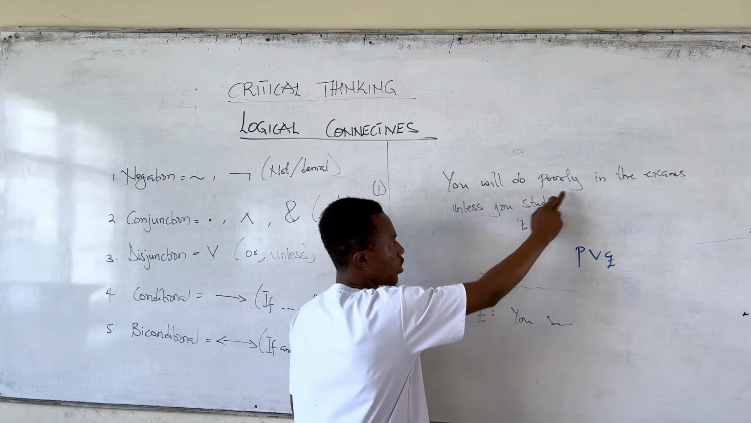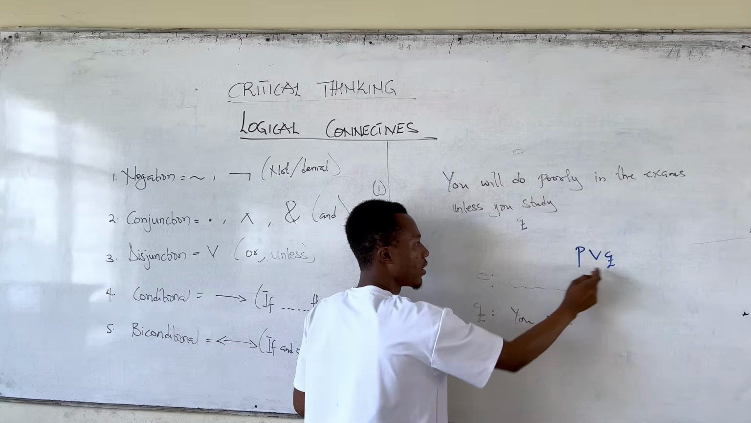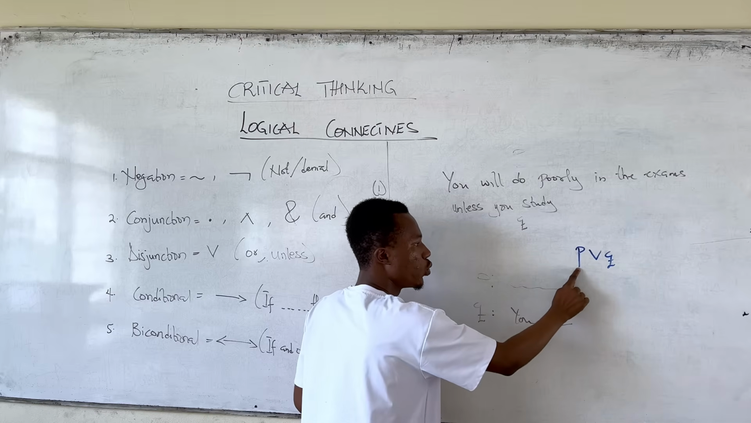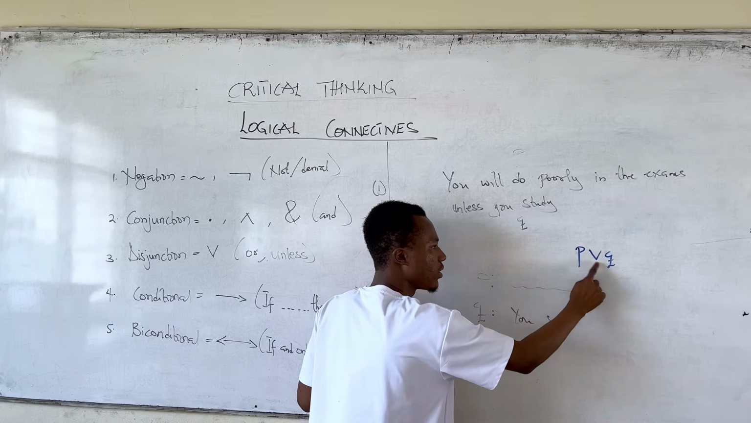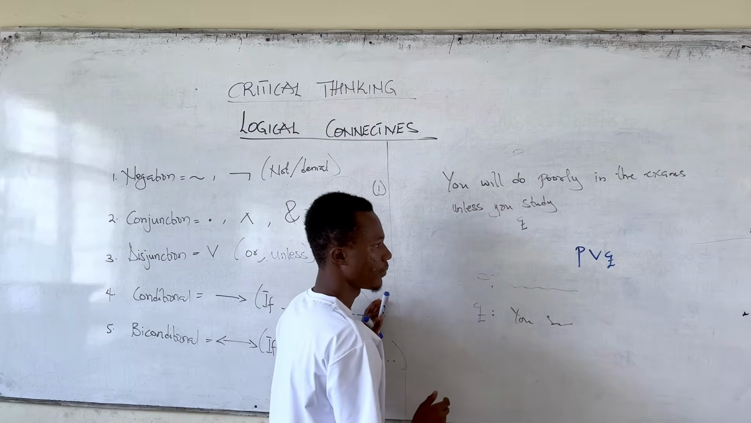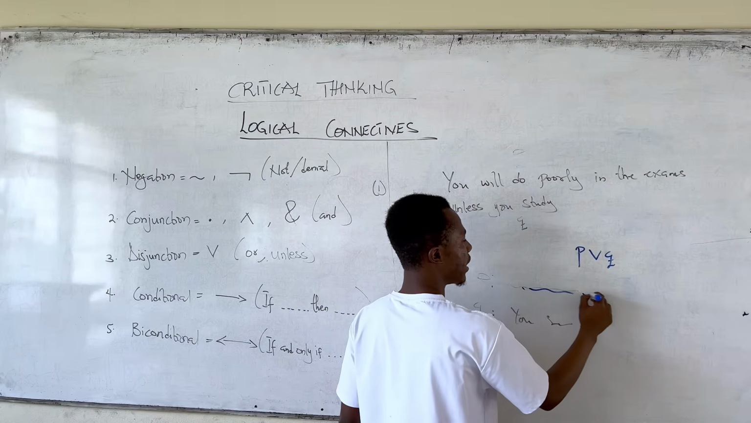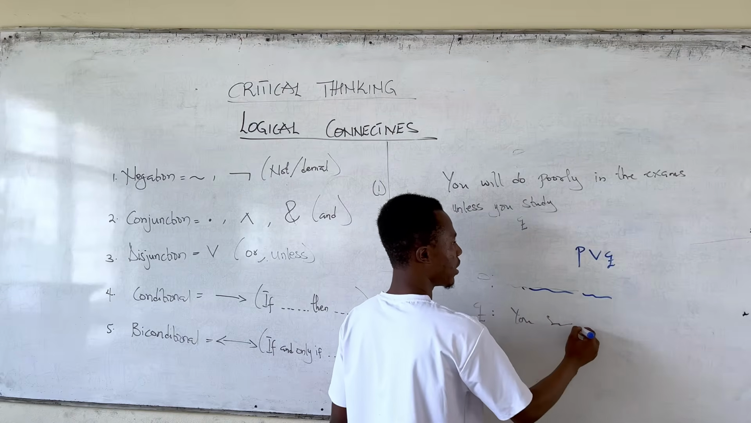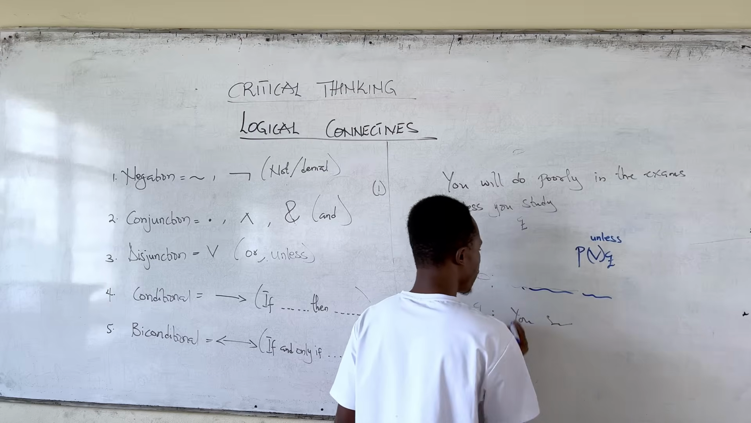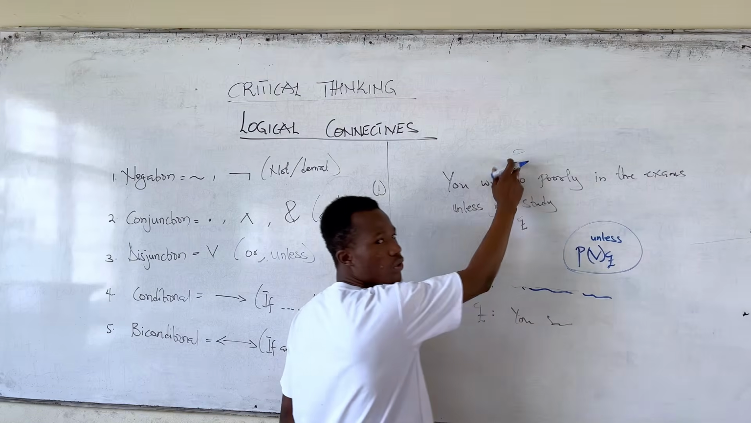P, you will do poorly in the exams, right? Q, you study. And so when they give you this symbolic logic, it means that you will do poorly in the exams unless you study. I hope you get it. And that is what we have here. So P represents you do poorly in the exams. Q represents you study. Because of this symbol, unless. And so if you are to convert this into an expression, that is what we have here.